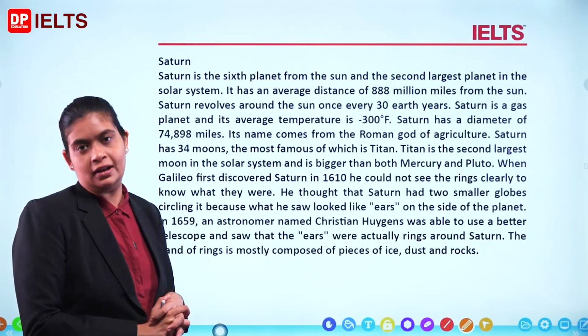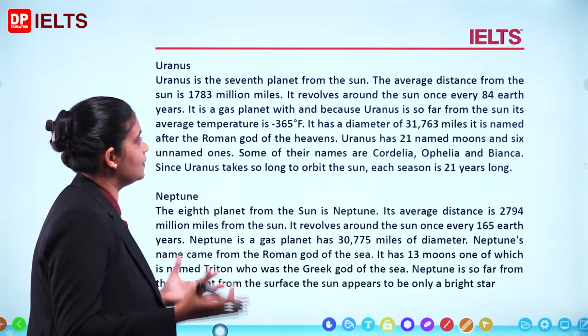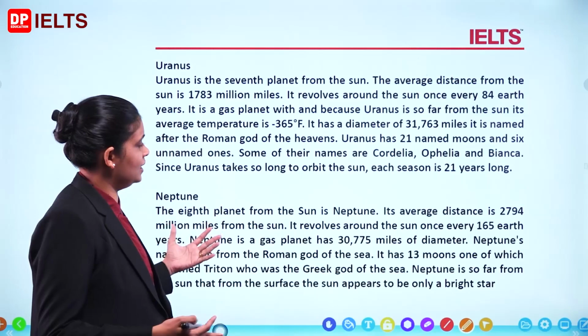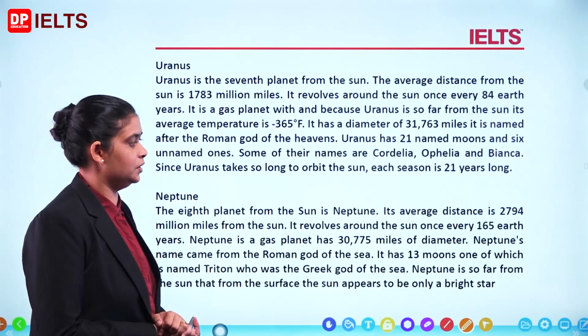So now we have Uranus and Neptune. So Uranus is the seventh planet and Neptune is the eighth planet. Okay. Uranus වල නම් කරපු moons 21ක් තියෙනවා. Neptune වල ගත්තොත් නම් කරපු moons 13ක් තියෙනවා, right?